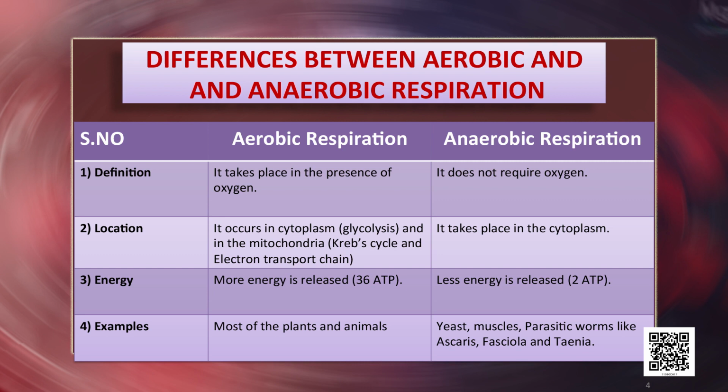Examples of aerobes are most of the plants and animals. Examples of anaerobes are yeast and parasitic worms like Ascaris, commonly found in the small intestine of kids. You might recall that Ascaris belongs to the phylum Aschelminthes. Fasciola, commonly called liver fluke, and Taenia, commonly called tapeworm, also show anaerobic respiration.